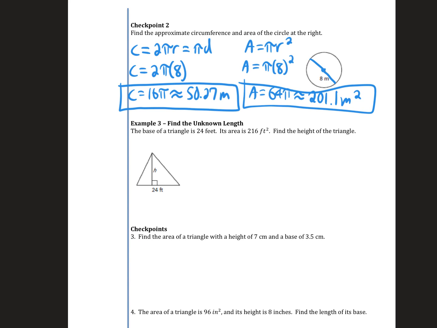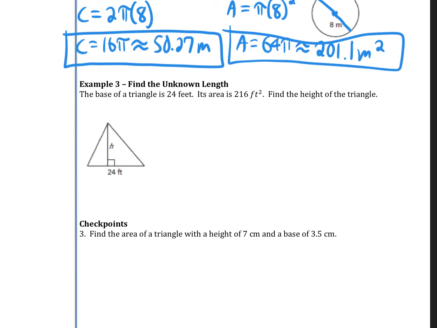Okay, now we're going to make things a little bit more challenging, because that's what we do here. We're going to do 2 different things here. It says find the unknown length. The base of a triangle is 24 feet. Its area is 216. Find the height of the triangle. Well, what's the area of a triangle again? A equals base times height over 2, or 1/2 base times height. I'm going to use base times height over 2.